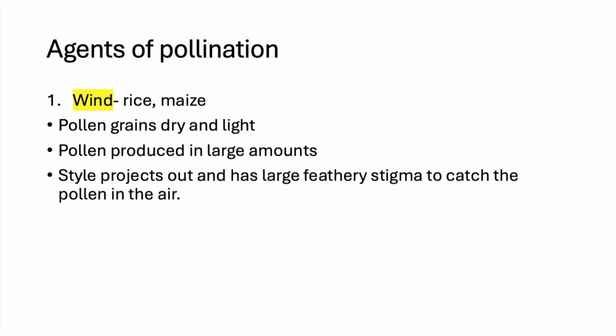Agents of pollination include wind, which is in rice and maize. The pollen grains are dry and they are light, and they have to be produced in large amounts to account for some wastage. The style projects out and has large and feathery stigma to catch the pollen in the air.